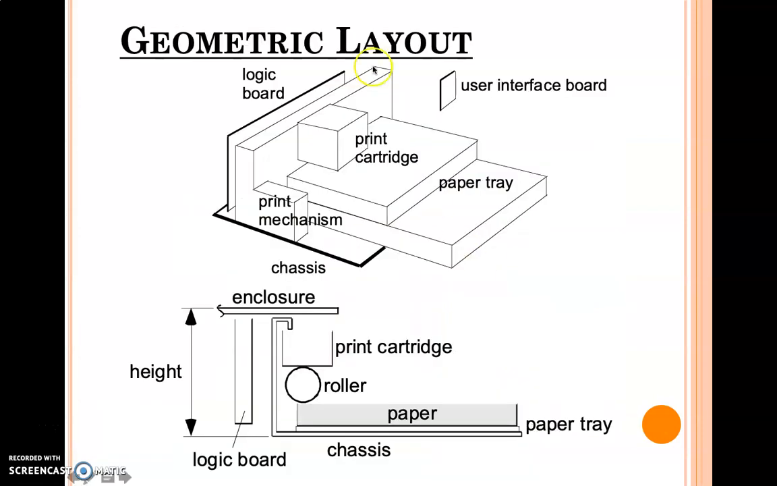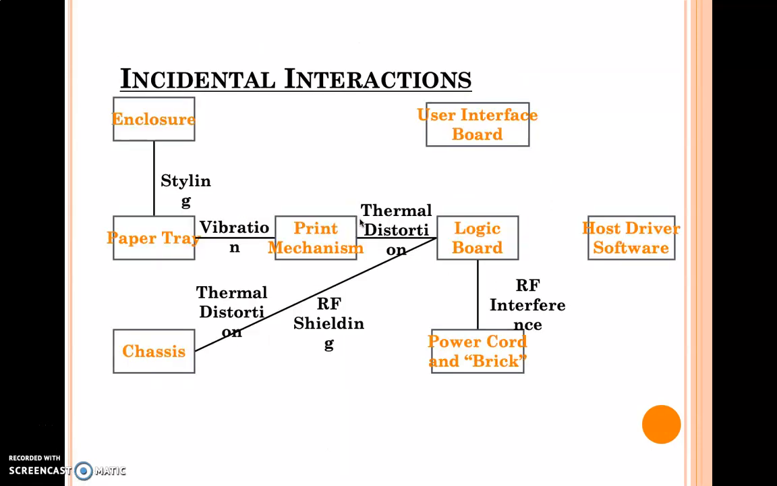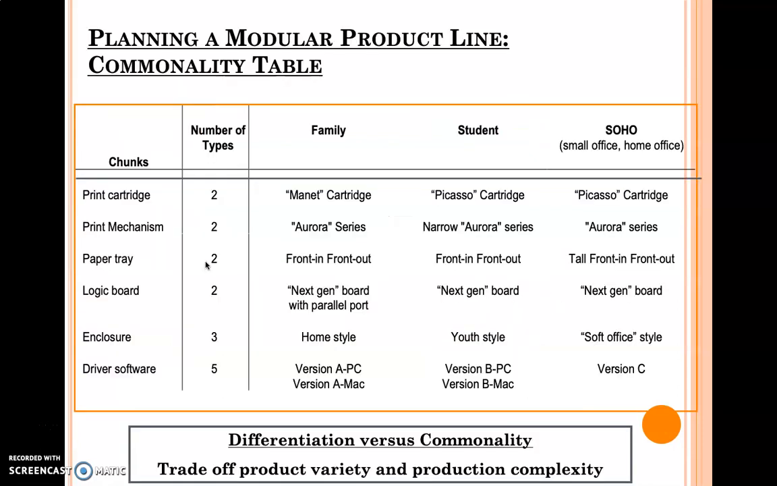Now this is the geometric layout which we have drawn. Like this will be the paper tray, this is the print cartridge, user interface board, logic board, print mechanism. This is the whole 3D view of the geometric layout that we have developed. Now this is incidental interaction, which means we have developed the interaction between different chunks or different modular sub-assemblies. This will give you some idea about how you can develop the incidental interactions.